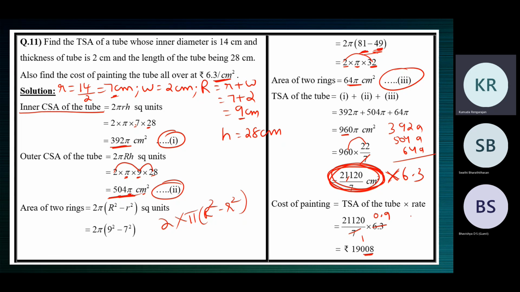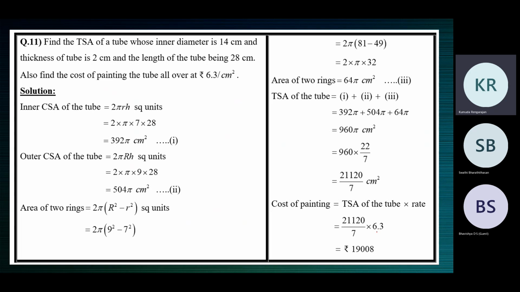You can also write 6.3 as 63 by 10 for the sake of convenience. I'll just clear the slide. Please listen to me. You can write this one as 63 by 10. So what will happen? The 0 and 0 will get cancelled. And then 7 ones are 7, 7 nines are 63. Now you have to multiply 2112 into 9. And that will give you this answer.